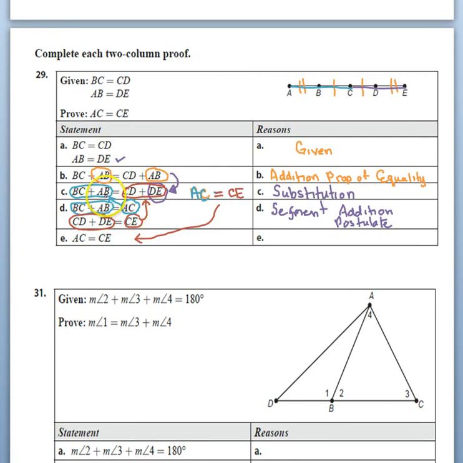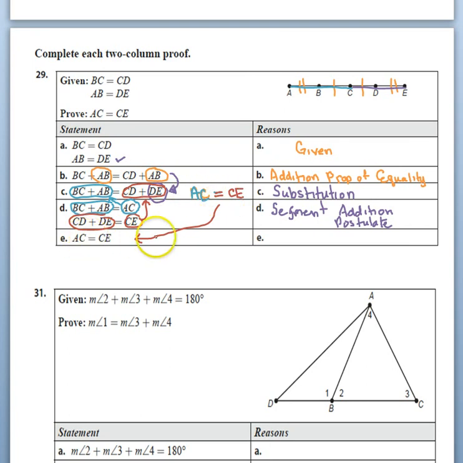It was by substitution. I knew that BC plus AB was the same thing as AC, so I substituted AC into that equation. And then same thing with CE. I knew CE was equal to CD plus DE, so instead of CD plus DE, I substituted CE in on the right side, and voila, that's what I came up with.